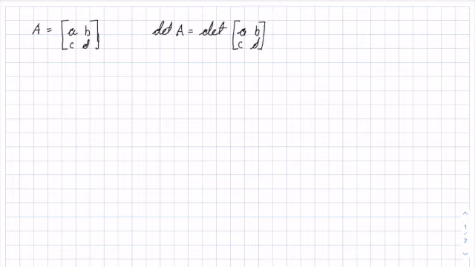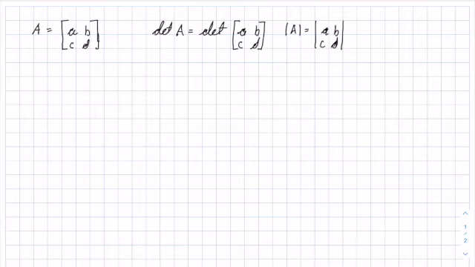Another way to write it out is with absolute value signs. The determinant of A is equal to, instead of the brackets you normally have for these matrices, you now use absolute values when you're trying to find the determinant of this matrix: A, B, C, D. So always remember, if you have absolute value signs on a matrix, you're trying to find its determinant.